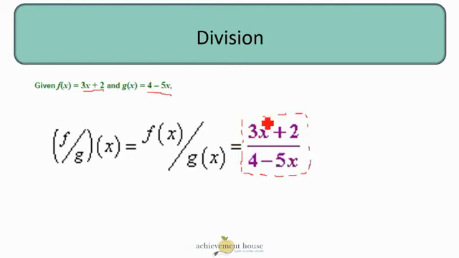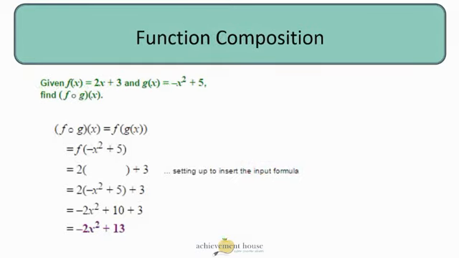So when f of x equals 3x plus 2 and g of x equals 4 minus 5x, then f of x divided by g of x equals 3x plus 2 all over 4 minus 5x. Now, probably the newest piece of information is what we call function composition. So now, we have, given that f of x is 2x plus 3 and g of x equals negative x squared plus 5, find f of g of x.